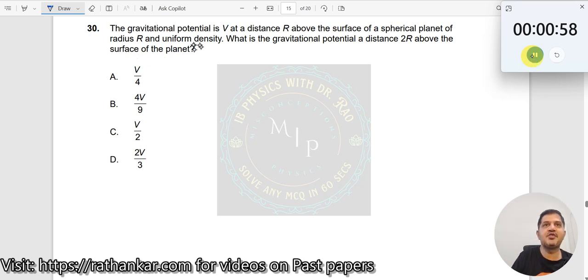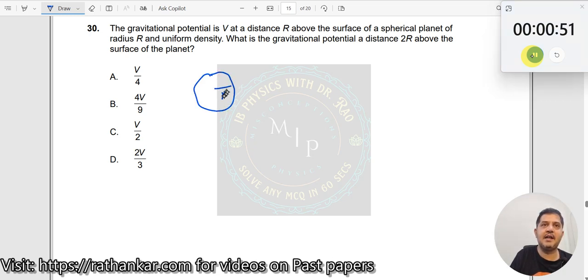The gravitational potential is V at a distance r from the surface of a spherical planet of radius r. Which means what? You have a planet of radius r and at a distance r above the surface. So let us say at this point, which I call P, the potential is V. Potential is V here. Okay.